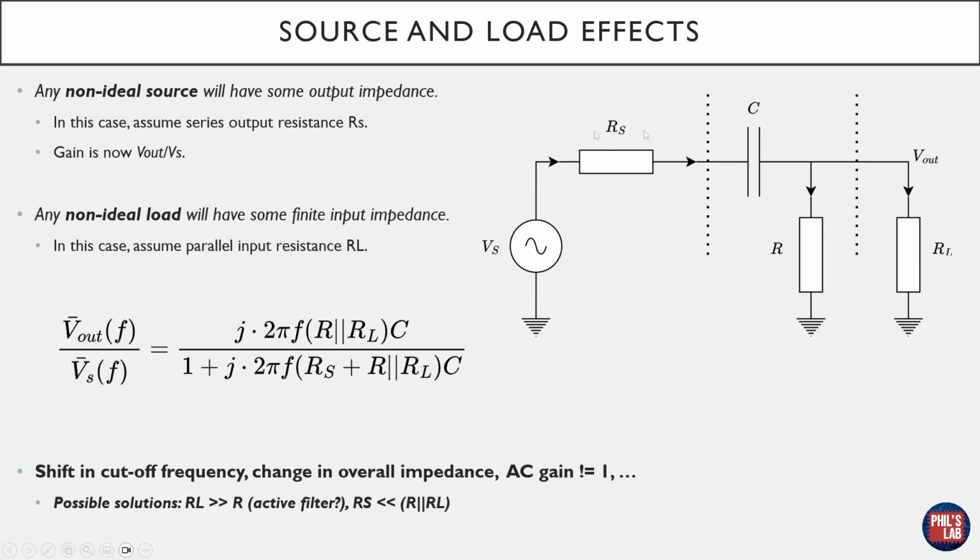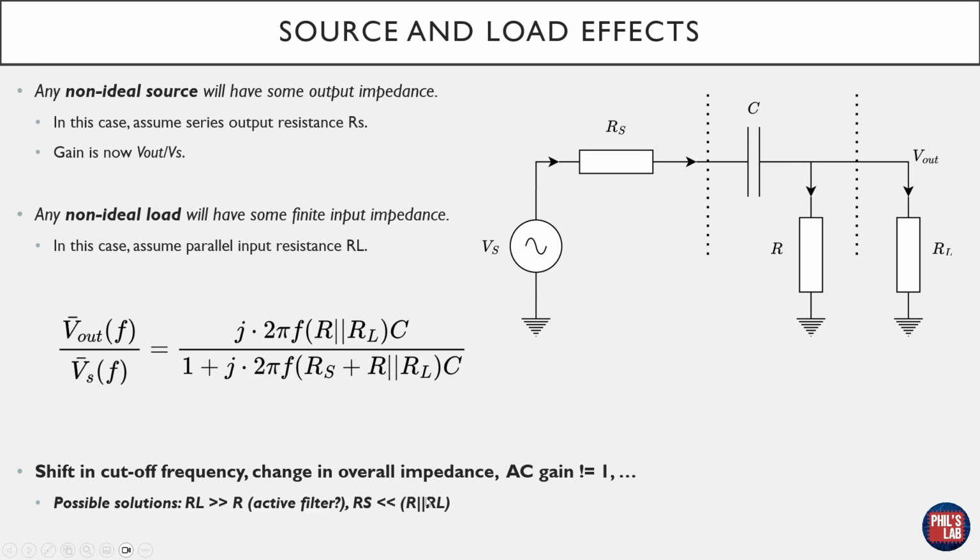Similarly, we also see that RS appears now in the equation as well. In effect, RS, the source impedance, and the load impedance, RL, will introduce a shift in cutoff frequency. It'll change the overall impedance versus frequency, and also RL and RS will ensure that the AC gain, so at high frequencies, is not equal to 1. Even though C might be a short at high frequencies, effectively RS, R, and RL still form some sort of potential divider. And if RS is comparatively large compared to the parallel combination of RL and R, then of course you'll get some attenuation even at high frequencies.